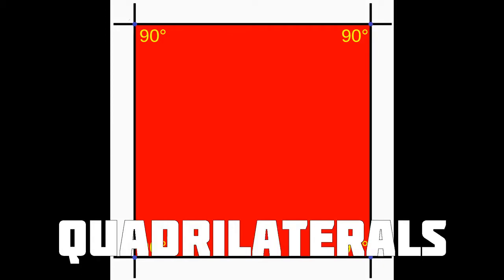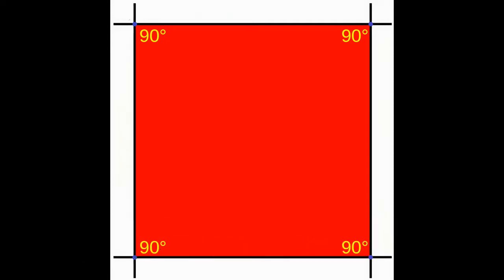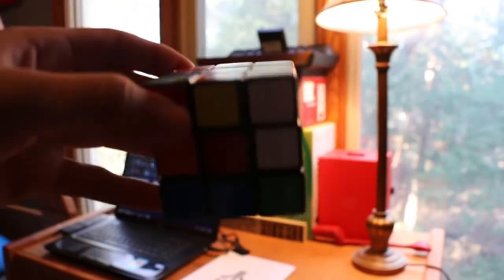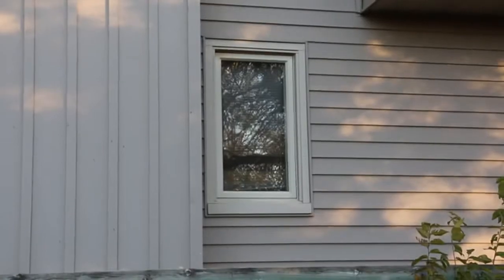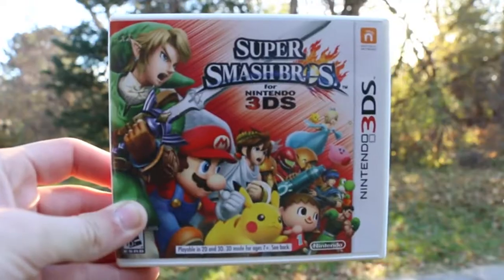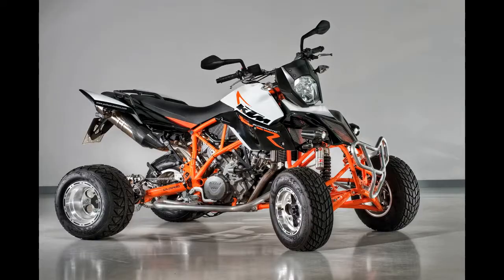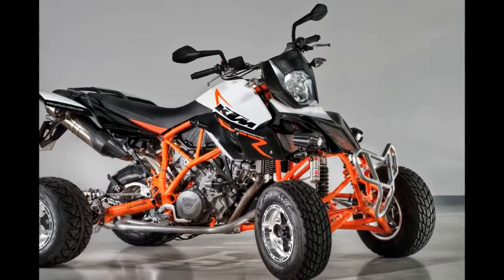Quadrilaterals. We'll just call them quads. Quads are pretty much shapes with four sides. You've pretty much seen one of these about 1 billion times. No, I'm not even kidding. I mean, look. This is a quad. This is a quad. This is a quad. This is a quad. And this is a quad. That quad, though.